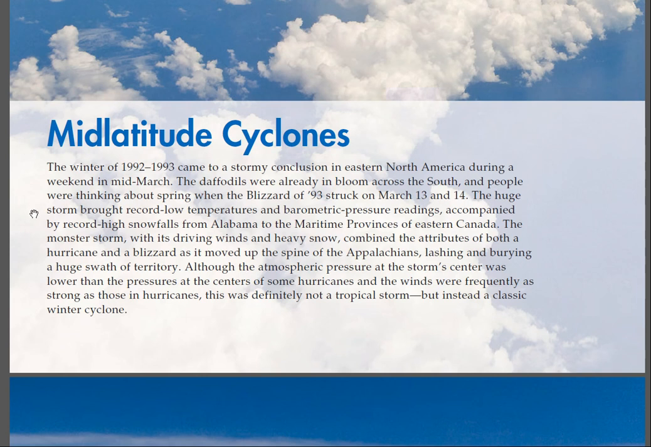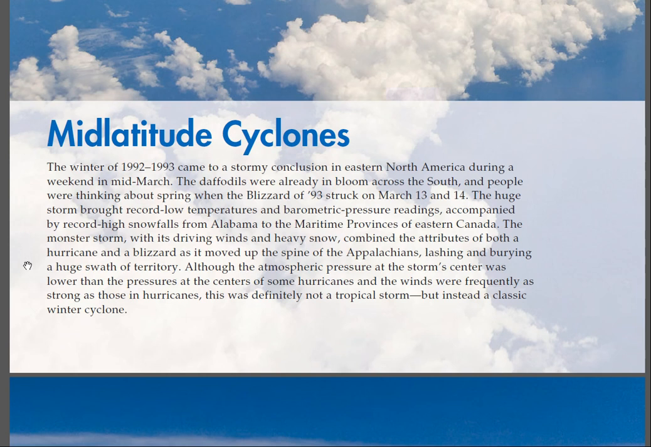The huge storm brought record-low temperatures and barometric pressure readings, accompanied by record-high snowfalls from Alabama to the maritime provinces of eastern Canada. The monster storm, with its driving winds and heavy snow, combined the attributes of both a hurricane and a blizzard as it moved up the spine of the Appalachians, lashing and burying a huge swath of territory.